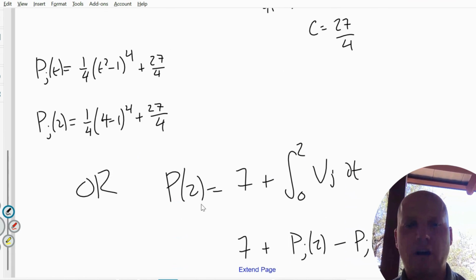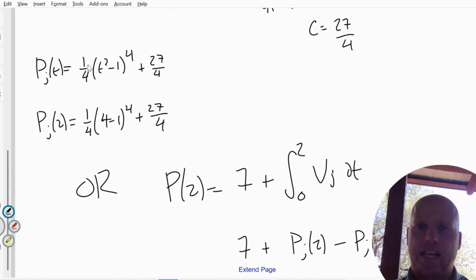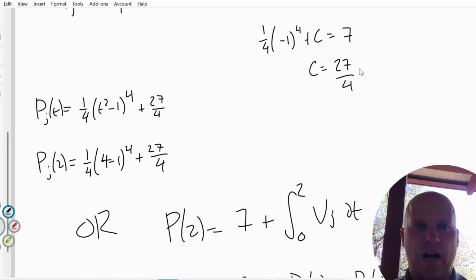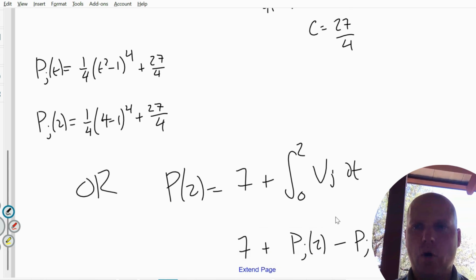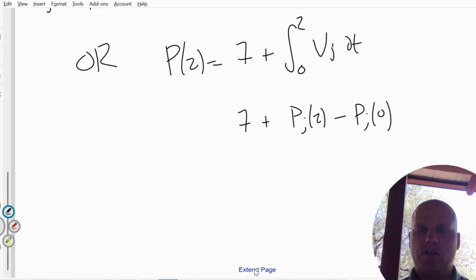Because when I plugged in 0, I would have gotten that value. Anyways, just making sure you have the correct antiderivative is an important part, and either finding C or plugging in this and not worrying about C. Let me just show that just so we know.